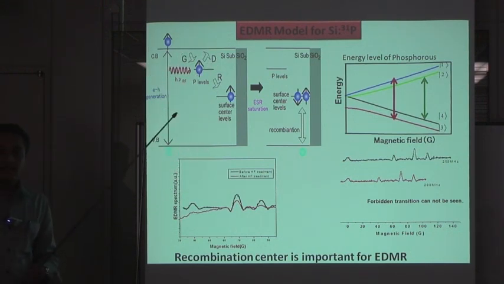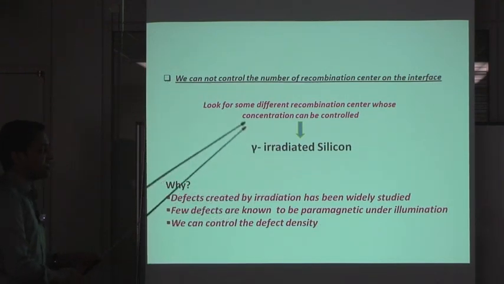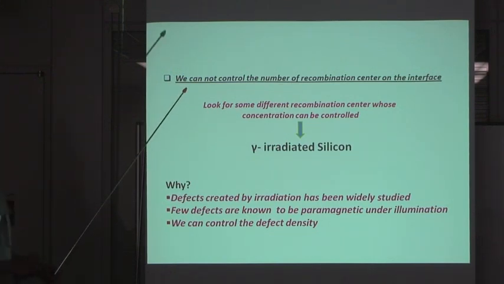So we need some other recombination center which can be controlled. So we go for gamma irradiated silicon. Because if you irradiate your silicon sample with gamma rays, you can create lots of defects in your sample, and those defects will be deep level defects, and they can act as a recombination center for detecting EDMR measurements.